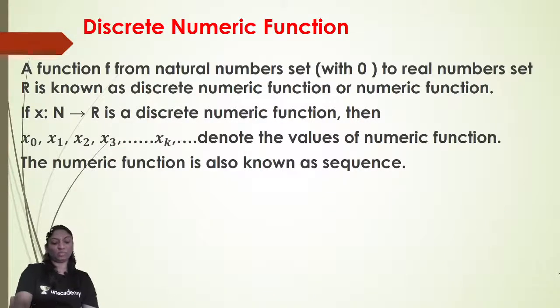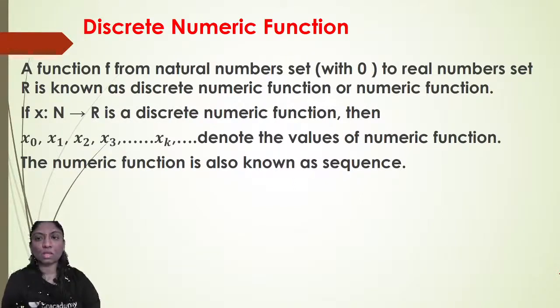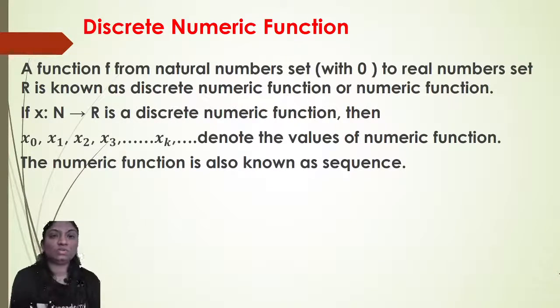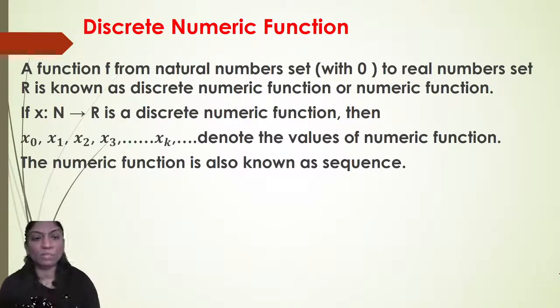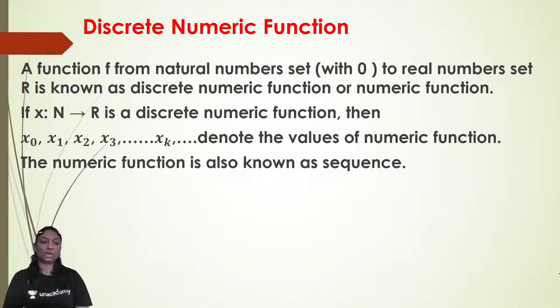The next, third point, is the discrete numeric function. A function from the set of natural numbers with 0 to the set of real numbers R is known as a discrete numeric function or numeric function. If x is defined from the set of natural numbers to the set of real numbers, then x0, x1, x2, x3 up to xk denote the values of the numeric function. The numeric function is also known as a sequence.